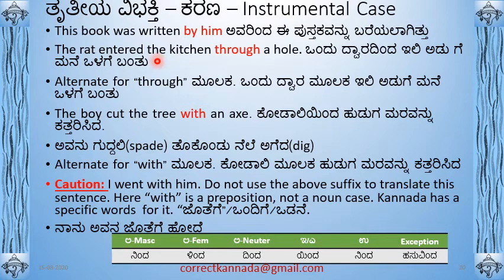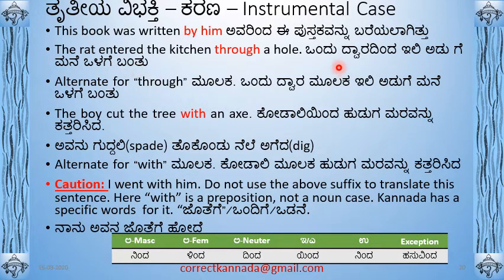Let's look at the second example. The rat entered the kitchen through a hole, right? Through. So this is also something when you go through an object, that's also Tritiya Vibhakti. ಒಂದು ದ್ವಾರದಿಂದ ಇಲಿ ಅಡುಗೆ ಮನೆ ಒಳಗೆ ಬಂತು. Right, this is aduge mane. Aduge mane means kitchen. Mane means house. Aduge is cooking. Cooking house, so it's kitchen. ಒಳಗೆ is inside. Bantu means it came. Past tense.